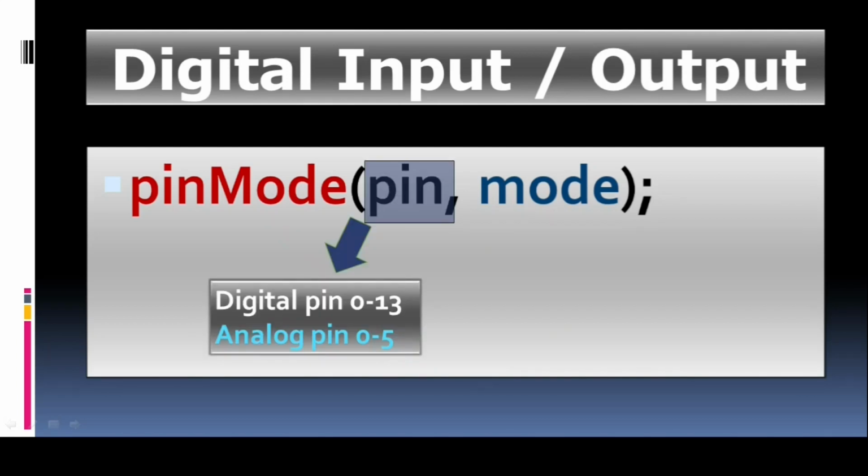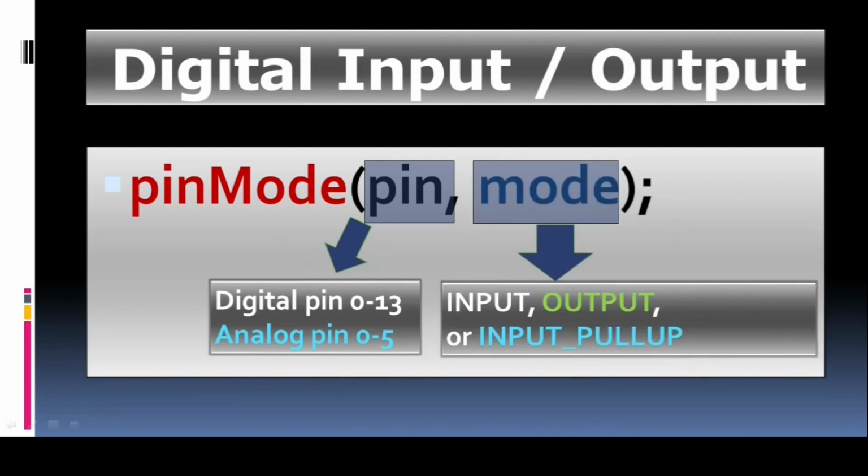Here in place of pin, you can write the pin name on which you want to perform a task. As in the Arduino Uno video, we learned digital pins 0 to 13. You can choose any number between 0 to 13 in this place and set that pin as per your requirement. And in place of mode, you can select whether it is an input or output pin.